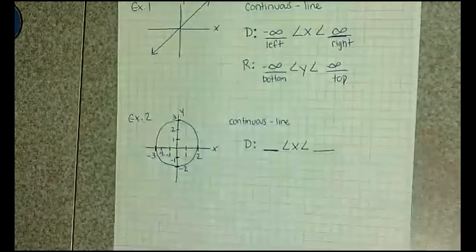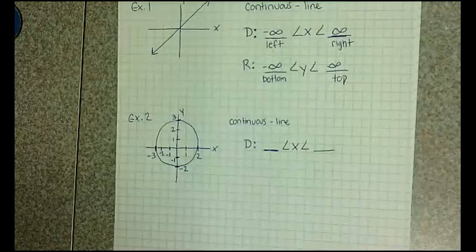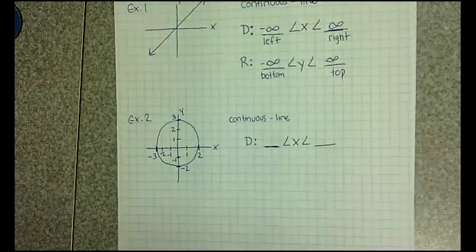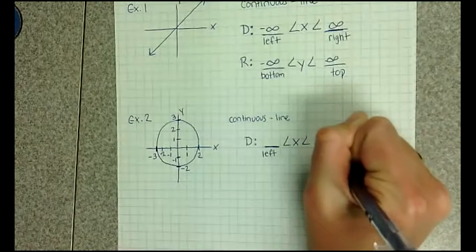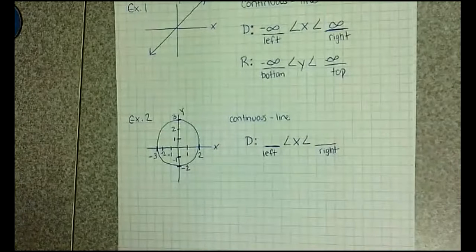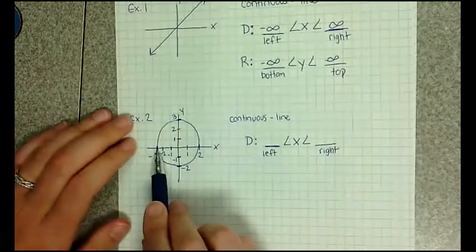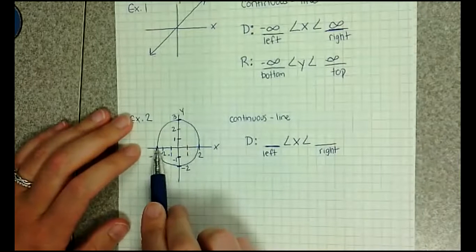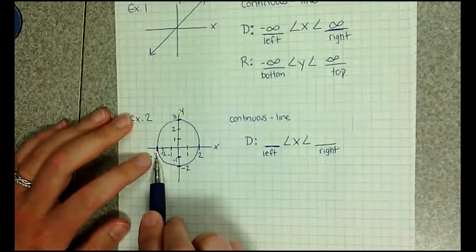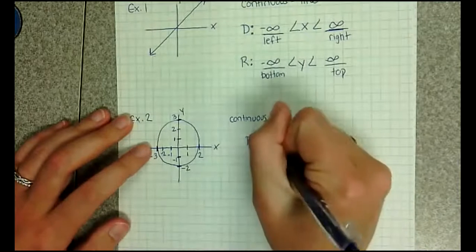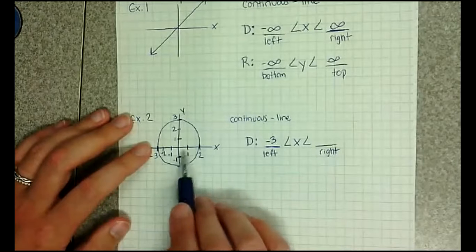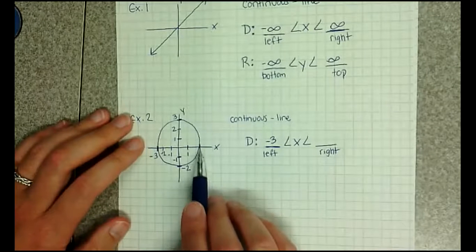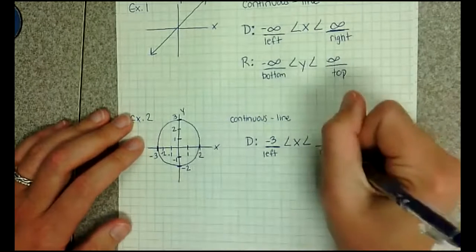Okay, domain is x, so I'm going to put x in the middle. Again, make sure you're taking these notes with me. So domain is going to be left to right. The left part of my graph is over here at -3. So -3 in this blank. The right part of my graph is over here, and that x value is at 2. So I'm going to put a 2 here.